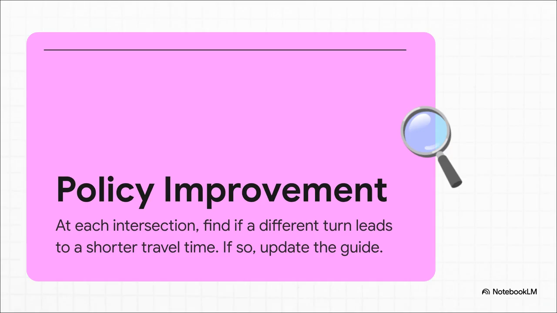You go to every single intersection one by one. You look at all the possible ways you could turn, and you ask a simple question. If I turn left here, is my total trip home going to be shorter than what my current guide tells me to do? If the answer is yes, you just get out your eraser, you change the instruction in the guide, and you write in the new, better one. You just make the obvious, common sense choice everywhere.